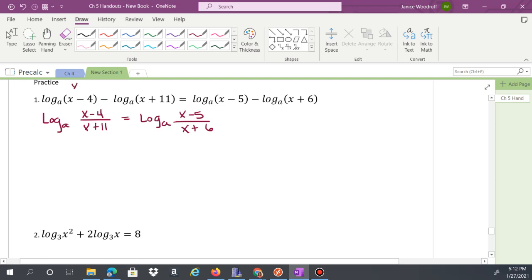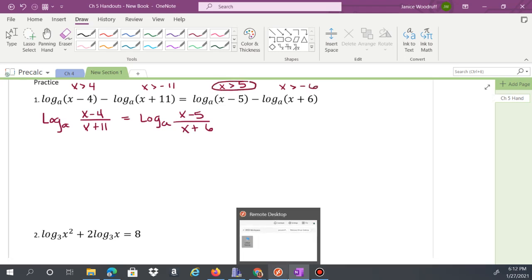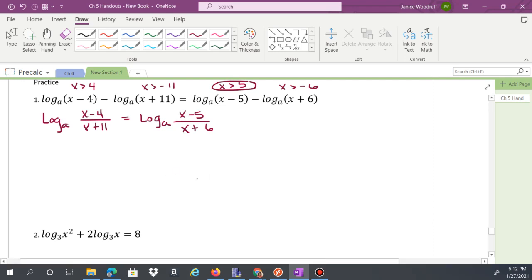So this would be x greater than 4, negative 11, 5, and negative 6. So this is the highest number here. So I'm thinking x has to be greater than 5. Okay, all right. So now what we want to do is you have log a on both sides, so you can cross those out.